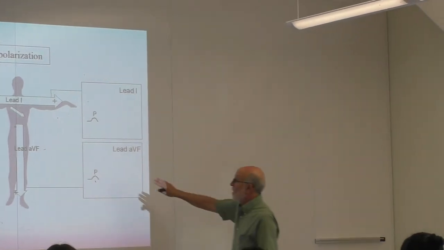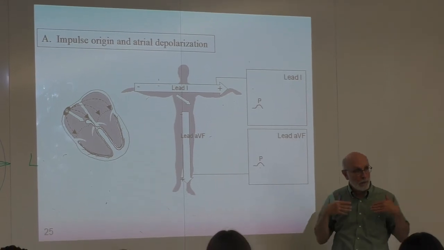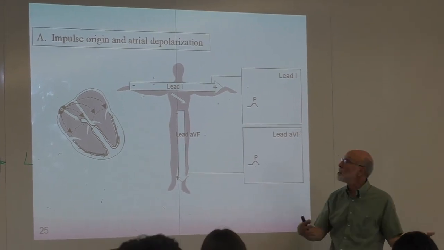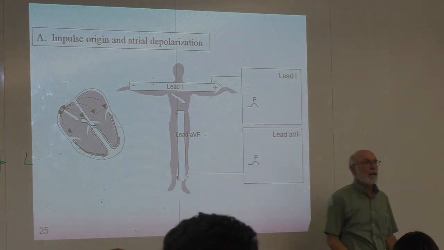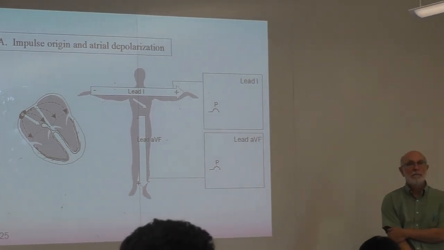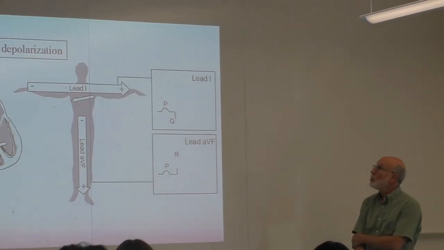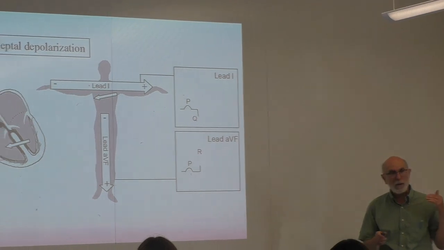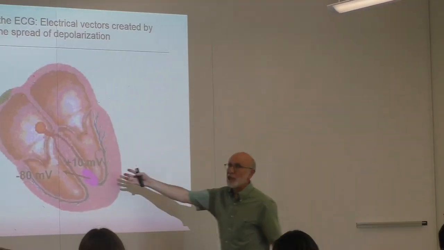Everybody clear on why the P wave, which represents atrial depolarization, the spread of atrial depolarization, why the P wave is positive in lead 1 and positive in lead aVF, usually? Okay? So now let's go to that septal depolarization. When I say septal depolarization, what am I thinking of? I'm thinking of this situation.